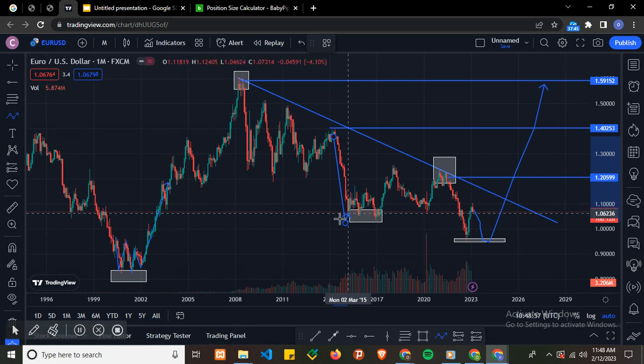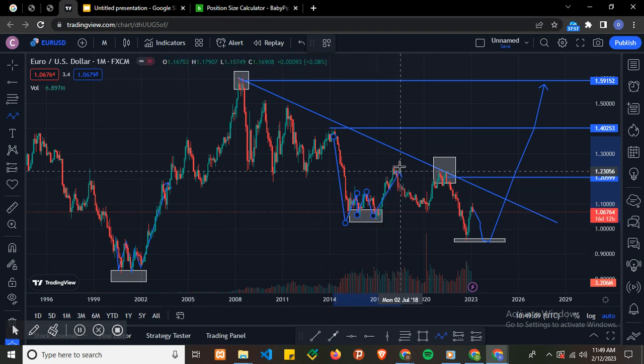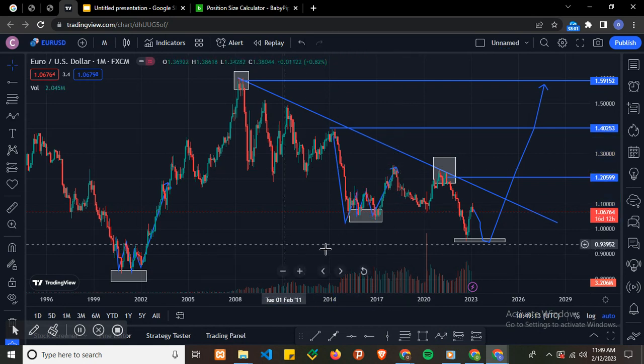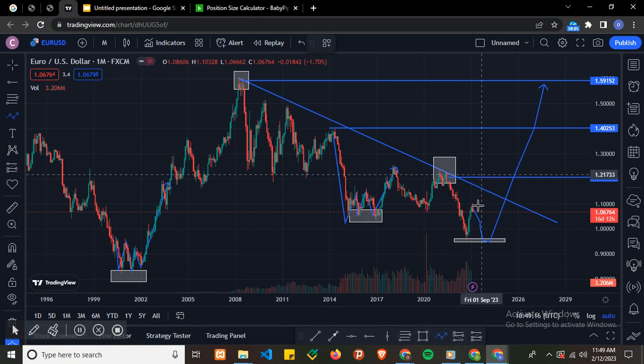It ranged for months, 1, 2, 3, 4, 5, 6, 7, like 10 months, 1 year. Down, up, down, a going up and down pattern. So we should be expecting the same pattern or something similar here as well. So what will this candlestick do?